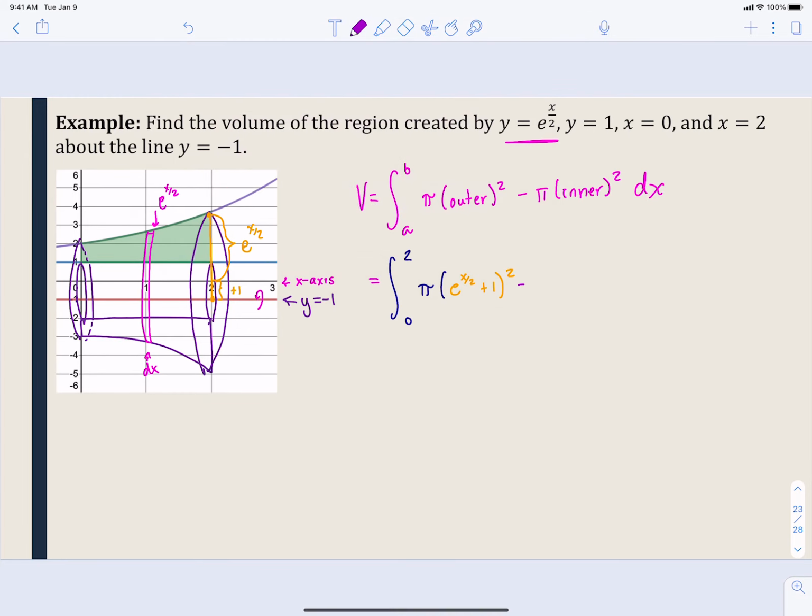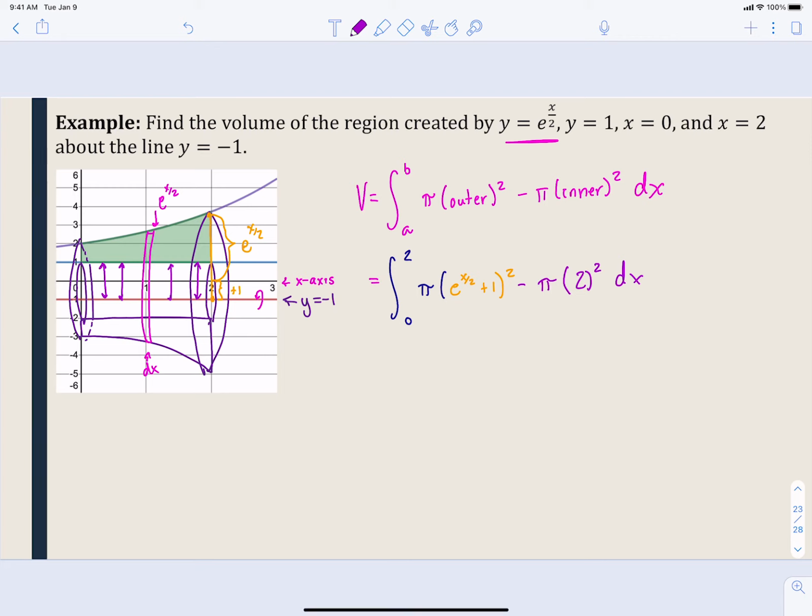The inner radius is the same all the way down this shape. It is always 2 units.